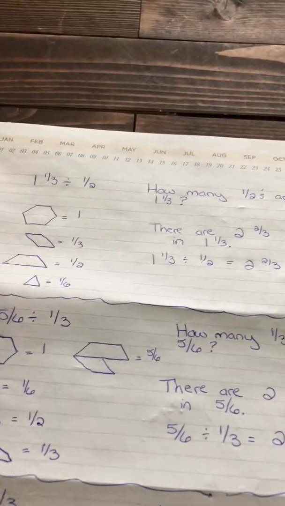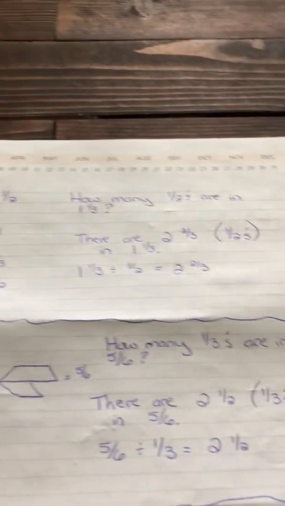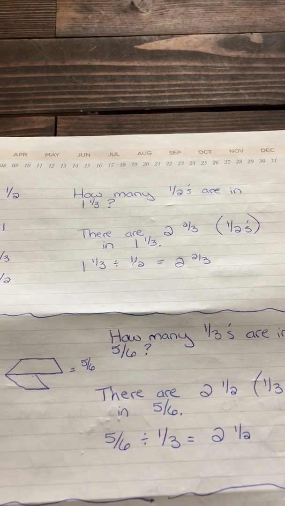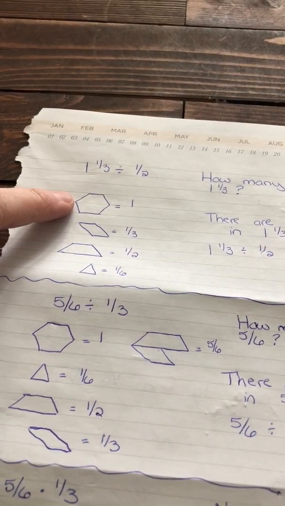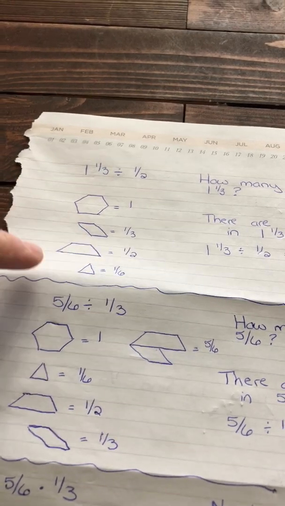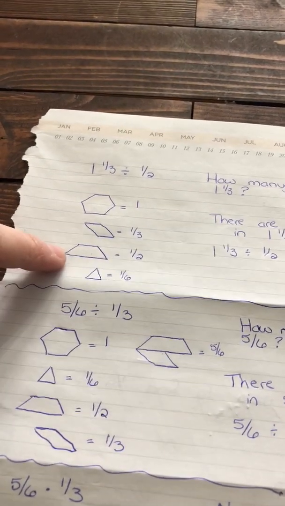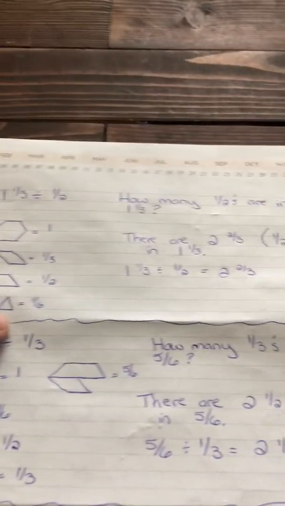Here we are trying to determine 1 1/3 divided by 1/2. So how many 1/2s are in 1 1/3? We figure out our shapes. The hexagon equals 1. This is 1/3. Half of a hexagon is 1/2, and a triangle is 1/6.